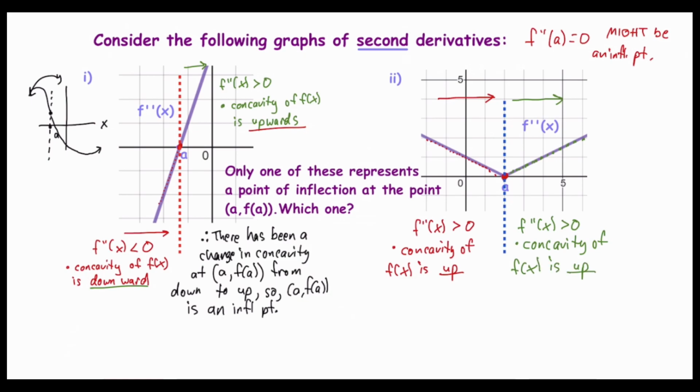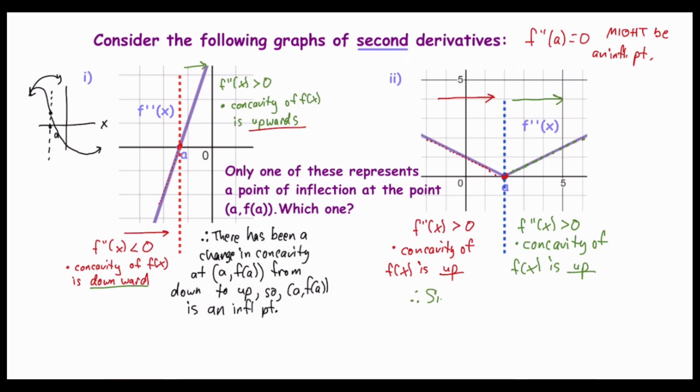And so what does that mean? It means that our concavity did not change. As we approached from negative infinity, it had a positive concavity. My second derivative had positive values everywhere. After point A, my concavity is still up. My second derivative has positive values everywhere. So therefore, this cannot be an inflection point because there's no change in concavity.